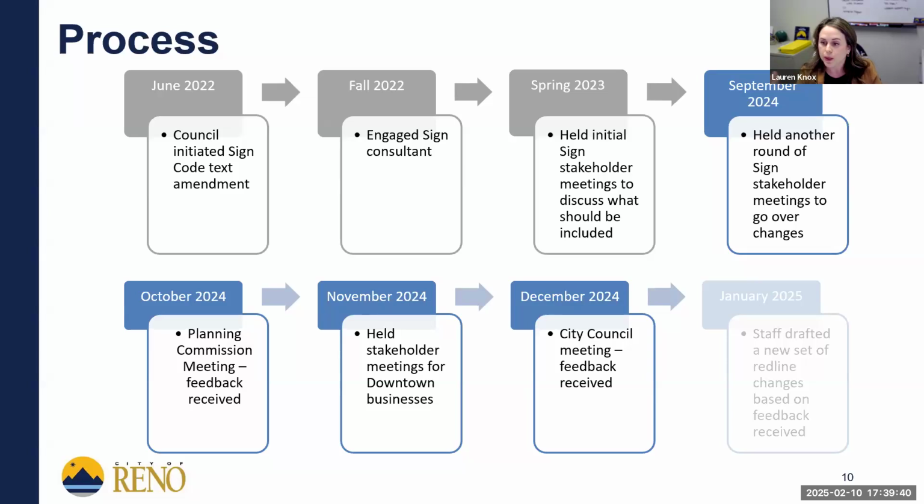In October, we brought that same draft back to the Planning Commission along with the stakeholder input that we received. Our Planning Commission recommended that we discuss this with some downtown businesses, which we did. And then we took all of that information to the City Council to receive some more feedback. All of that feedback was then used to draft the newest version, which we're talking about here tonight.